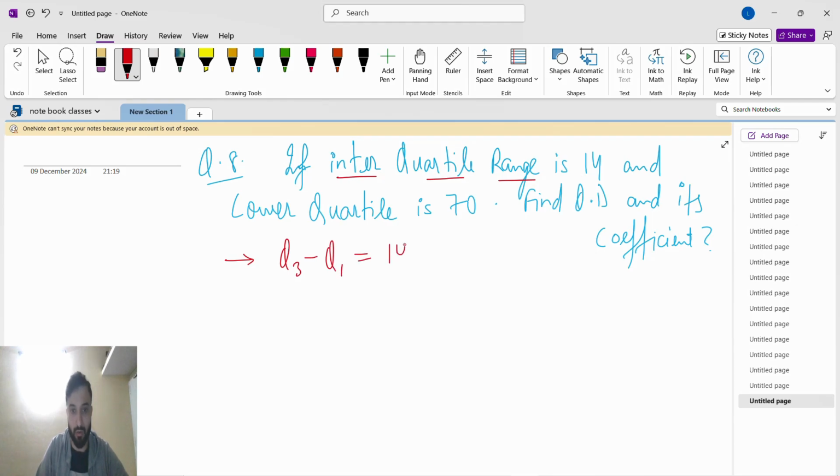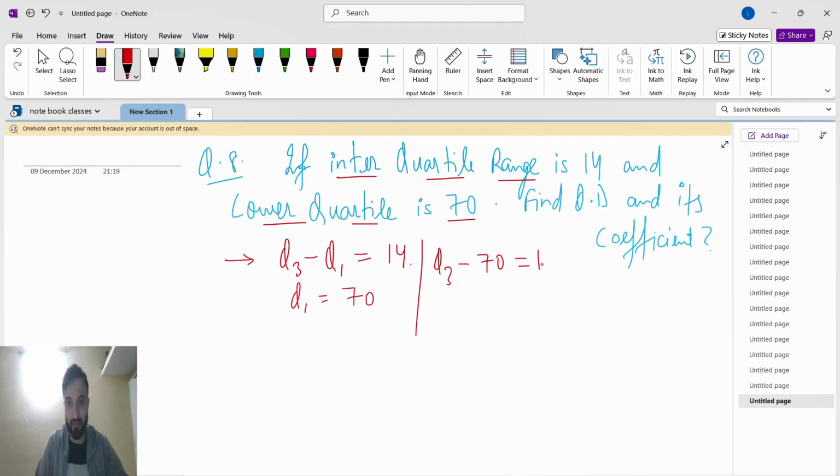If the interquartile range, guys, Q3 minus Q1, is 14, so Q3 minus Q1 is 14, and the lower quartile is 70, the lower quartile means Q1 is 70. So from here, first of all, we will find Q3. Q3 minus 70 is equal to 14. The minus 70 will go to that side and become plus 70. So Q3 is equal to 14 plus 70, it's 84. So Q1 is 70, Q3 is 84. Simple.